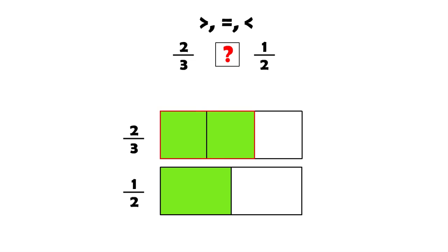Notice that the shaded area for the first fraction is bigger than the shaded area for the second fraction. This means we can use the greater than sign to show that 2/3 is larger than 1/2.